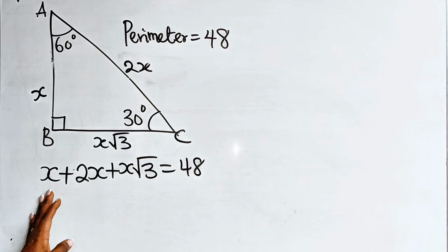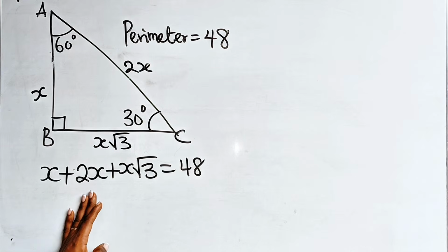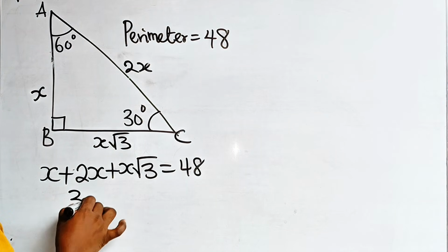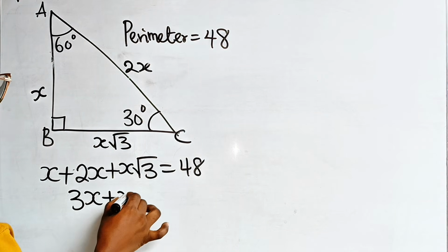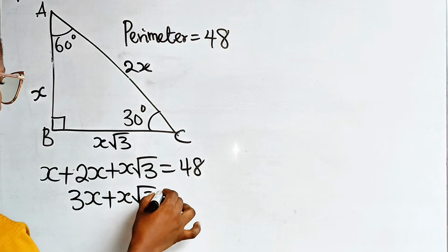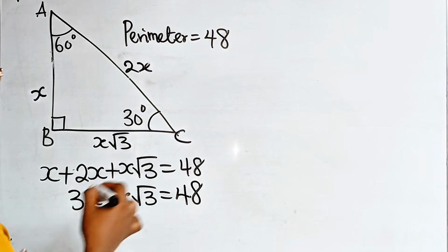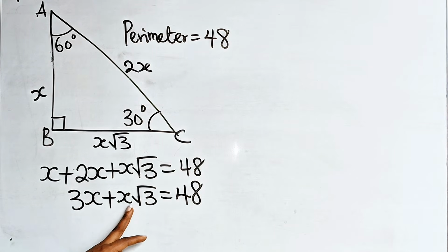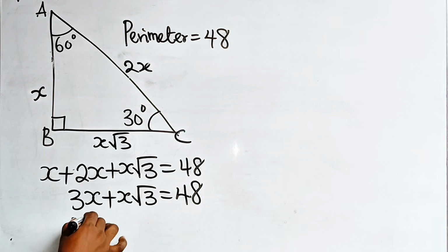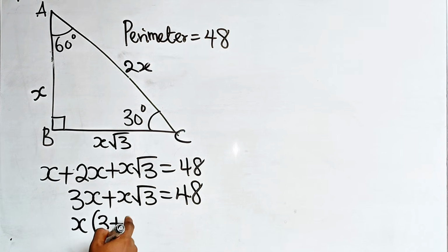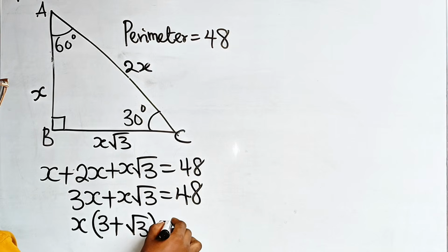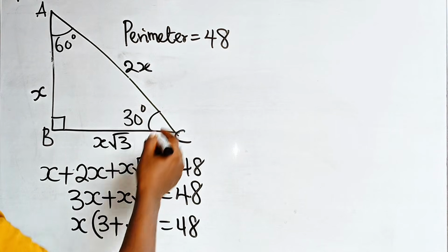If we group like terms, we have x plus 2x, which is 3x. So we have 3x plus x root 3 is equal to 48. Now we can factorize x. So bring out x. 3x divided by x is 3, and x root 3 divided by x is root 3, is equal to 48.